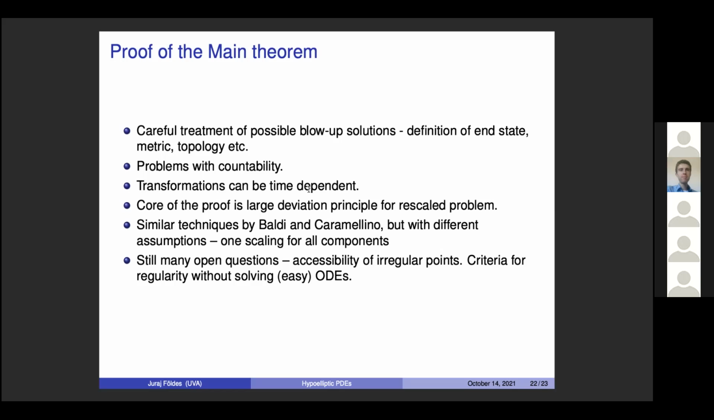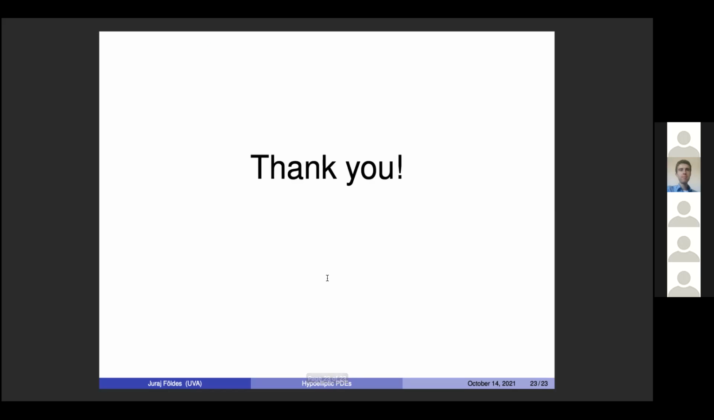All right, I'm pretty sure that I'm over time. The proof is based on large deviation principles, pretty much in the spirit of Freidlin, Wentzell, or Kushminsky. And there are still many open questions about accessibility of irregular points, criteria for regularity, without actually solving the ODEs, but immediately getting it from the coefficients, and so on and so forth. Okay, thank you for your attention.